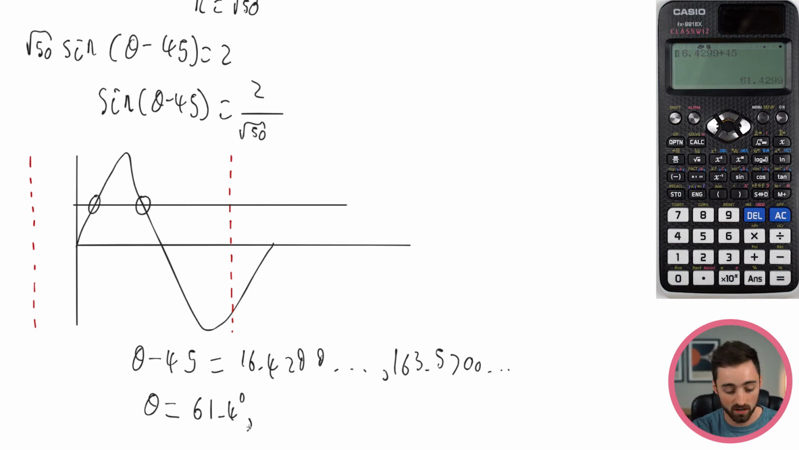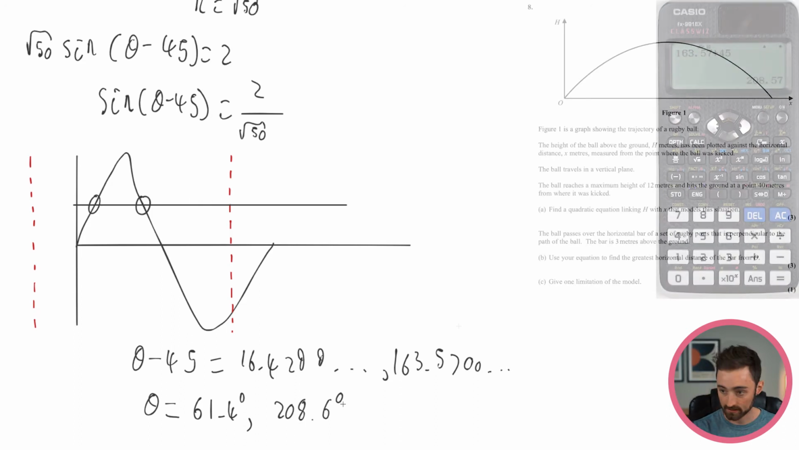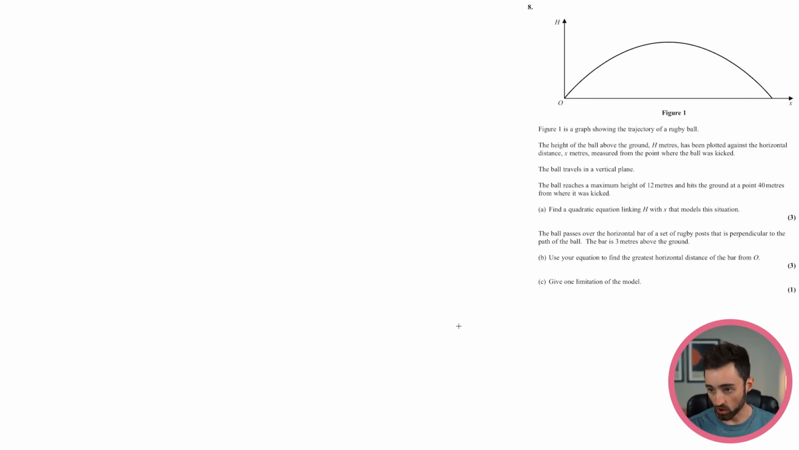And then for the second one, I'm going to do 163.57 plus 45, which is going to be, to one decimal place, 208.6 degrees. Moving on. Figure 1 is a graph showing the trajectory of a rugby ball.